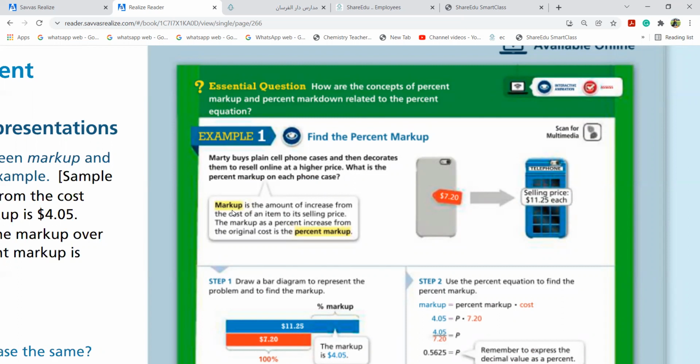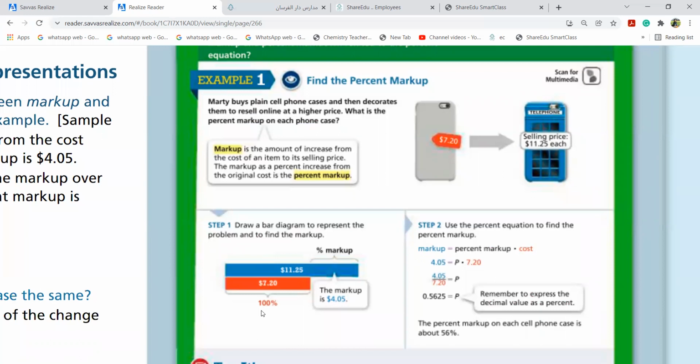Martha buys plain cell phone cases and then decorates them to resell online at a higher price. Imagine you would like to do a small business, like how school students can do. She likes to buy the cover of the phone and she loves to modify it by putting stickers or something beautiful on the cover of the mobile. And then she sells it at a higher price, maybe at school, maybe to her friends. Draw a bar diagram to represent the problem and to find markup. How much did she buy this for?